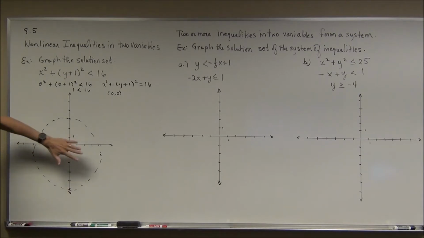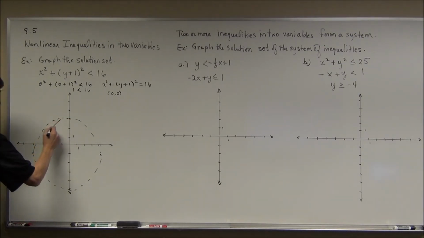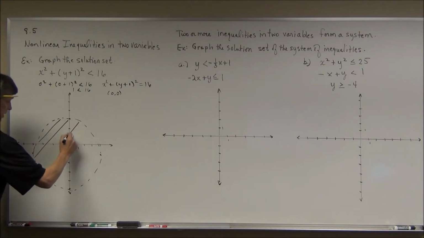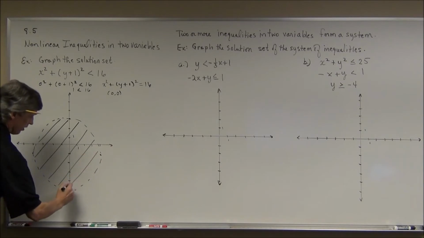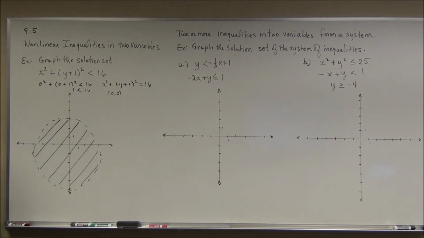So since (0, 0) came from the interior of this dotted circle, and I made it true, I'm going to shade the interior. Of course, if it had made it false, then I would have shaded the exterior. But that's my solution set represented with this graph to this inequality in two variables.